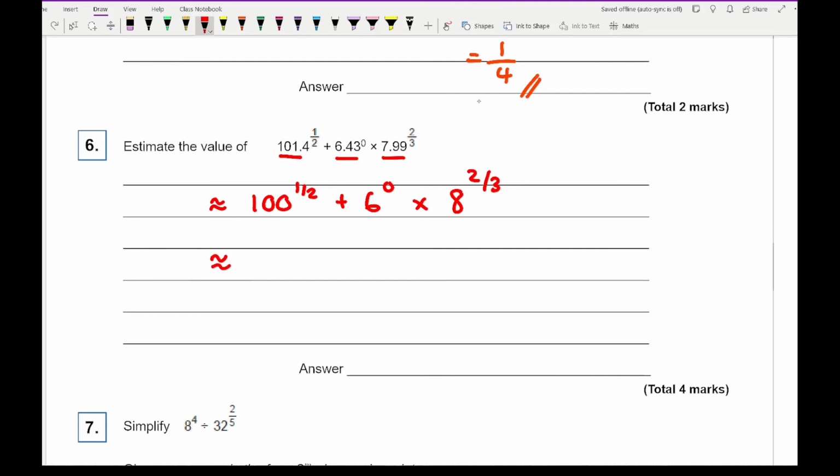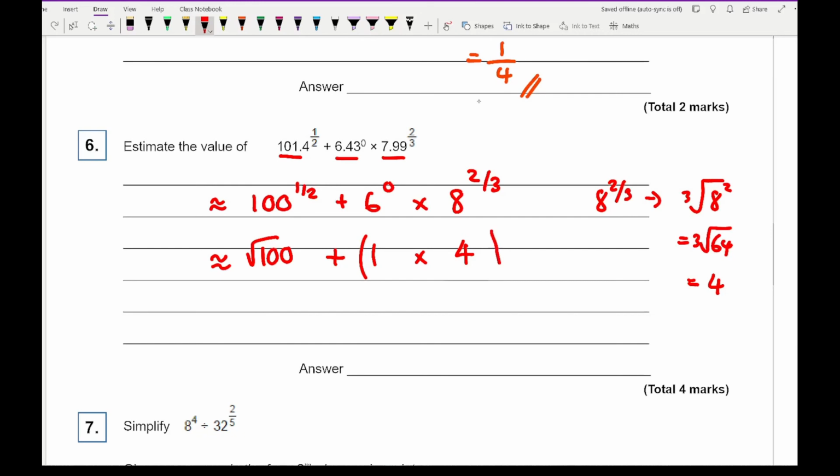Well, the square root of 100 is 10, plus anything to the power of 1 is just 1 times. Now 8 to the power of 2/3, which again is equal to 8 squared, cube rooted, which is the cube root of 64, which is just 4. So then that's going to be equal to 4. And then working this out, I get 10 plus 4 times 1, which is 4. So 10 plus 4 is going to give me an answer of 14.